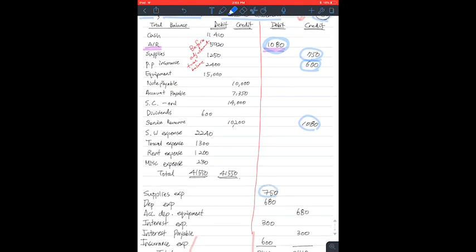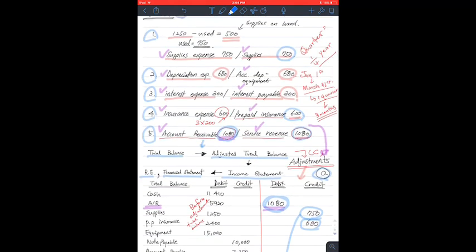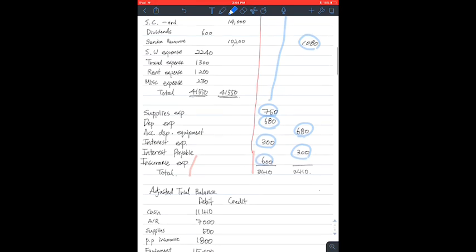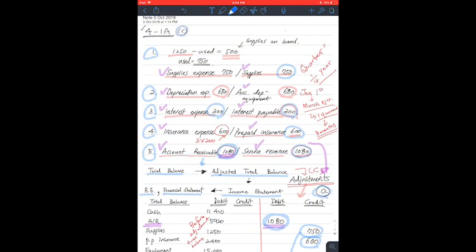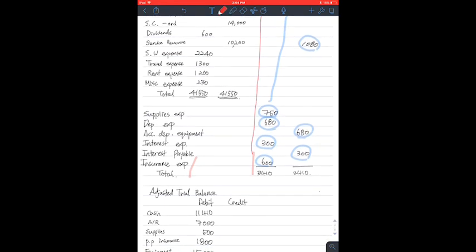Supplies expense 750, from here. Depreciation expense 680 and accumulated depreciation equipment 680. Interest expense 300 and interest payable 300. And then we have insurance expense 600. Insurance expense 600. We had 680, and we had 750 supplies expense. So we will have the total amount of 3,410 on the debit side, and the credit side. It balances, it equals, so we made no mistake.